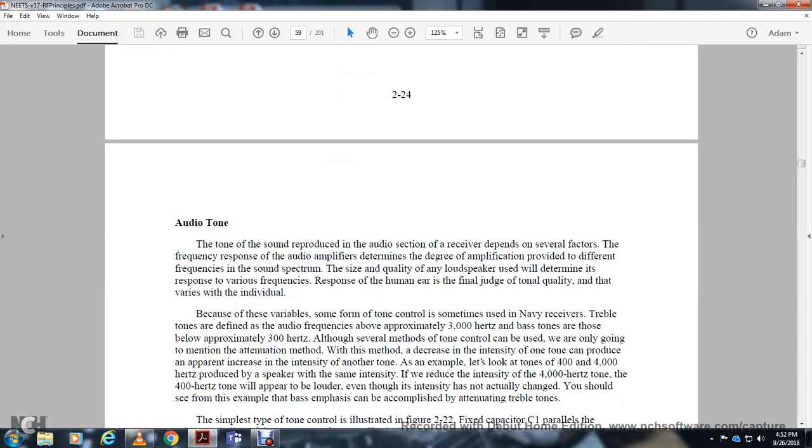Audio tone control. The tone control of the receiver adjusts the treble and bass, the balance of frequencies over the audio amplifier, trimming the degree of amplification provided at different frequencies of the sound spectrum. It determines the quality of the sound from the loudspeaker, based on the response of the human ear to various frequencies, and the final tonal quality is variable with the individual.